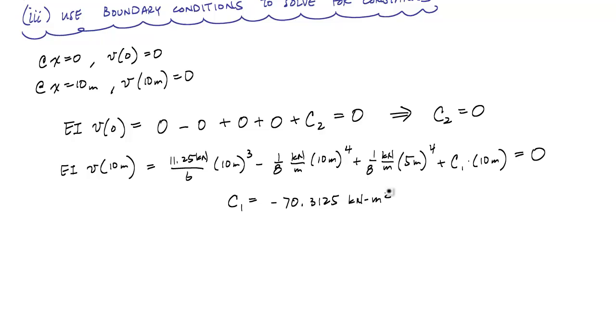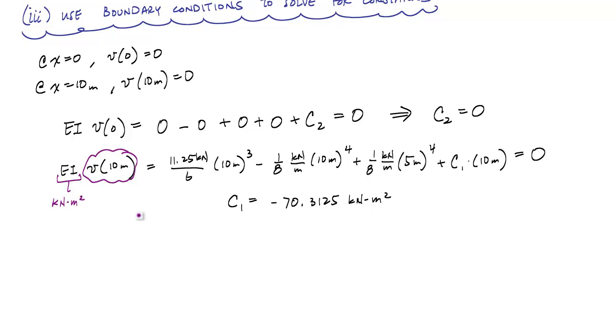70.3125 kilonewton meter squared. And here the units are correct, because this c1 is kilonewton meter squared times the length, which gives you kilonewton meter cubed, and EI has units of kilonewton meter squared. So when you divide this through, for the displacement, you'll end up with units of meters with the way that we have this equation set up.